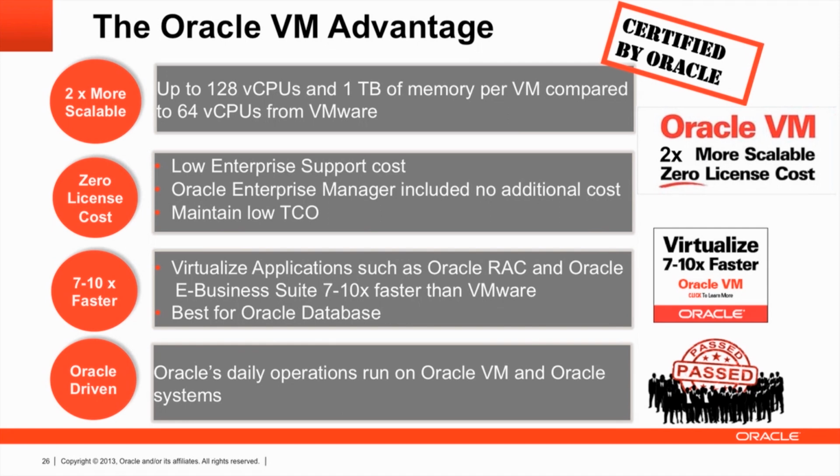We talked about the idea of rapid application deployment with 7 to 10 times faster. It's really what applies if you are looking at a recurring process of application deployment. And this is where the application-driven difference comes in. Lastly, but importantly, it's Oracle-driven. And Oracle uses Oracle VM in its daily operation to drive our IT.